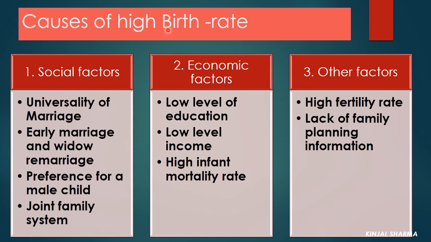Now, causes of high birth rate. They are divided into three main factors: social factors, economic factors, and other factors. The social factors are universality of marriage, as marriage is considered compulsory in India, early marriage and widow remarriage, preference for a male child, and the joint family system. The economic factors are low level of education, low level of income, and high infant mortality rate. The other factors are high fertility rate and lack of family planning information.